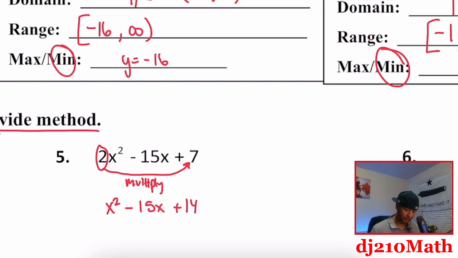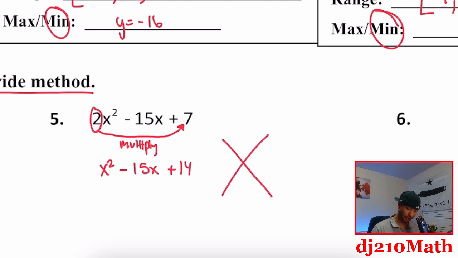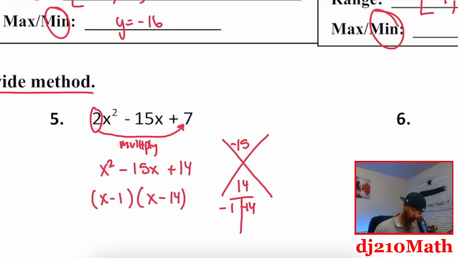So now we got to come up with 2 numbers that multiply to make 14 that add up to 15. I always start with 1, really, no matter what. Actually, it needs to be -15. Okay, so 1 and 14 definitely multiply, but it doesn't add up to -15. That's positive 15. So we make both of them negative. And then those are our factors. x minus 1, x minus 14.